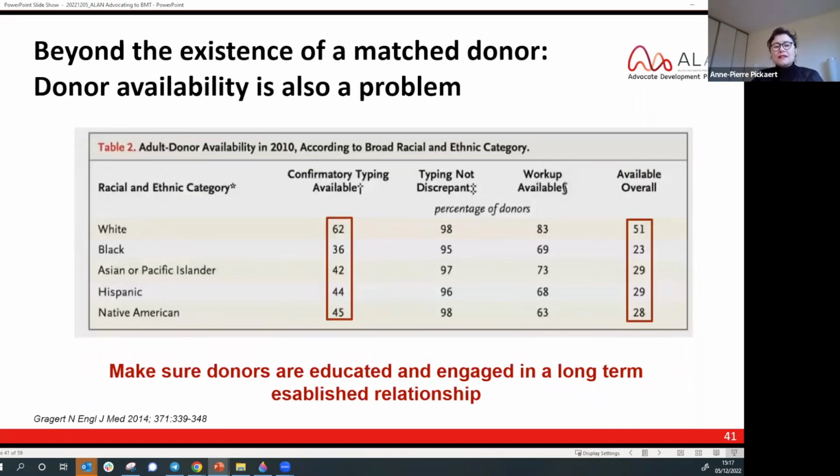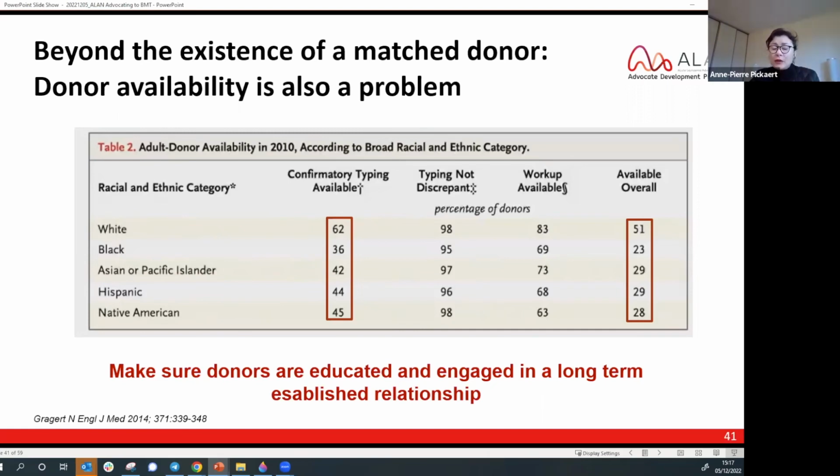But if you go beyond the existence, so let's say there are people on the registries, all registries worldwide are connected. They can have access through a common platform. They communicate with each other. So say a patient in the UK does not have a donor in UK registries. The UK registry will connect with all the other registries, and they might find a donor in Germany, for example.